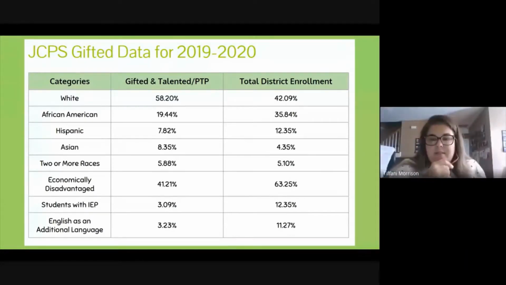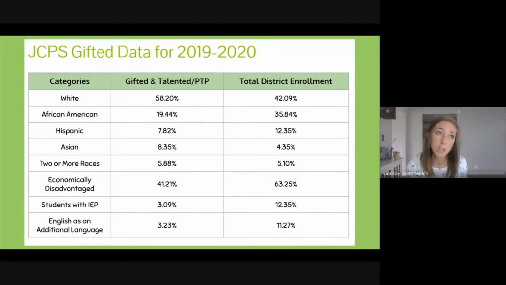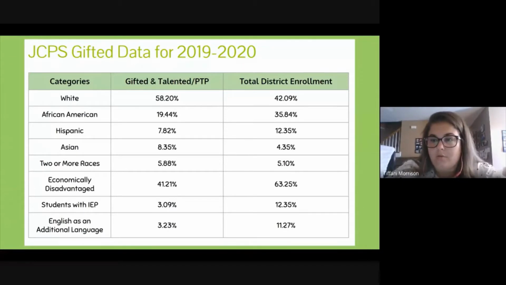So, Lindsay, the first one says, I noticed that economically disadvantaged children are underrepresented. And that's like in our district that has, as you can see, our total district enrollment of economically disadvantaged students, which is just determined by free and reduced lunch qualification, is a large part of our district. And so we really have to look at that as a district and why those students are being identified. And then we said white students are overrepresented.